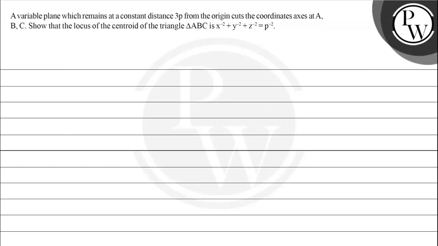So let's read this question. A variable plane which remains at a constant distance of 3p from the origin cuts the coordinate axes at A, B, and C. Show that the locus of the centroid of the triangle ABC is x to the power minus 2 plus y to the power minus 2 plus z to the power minus 2 is equal to p to the power minus 2.